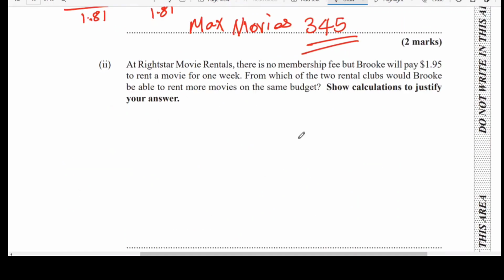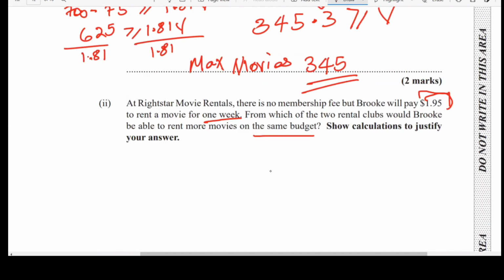At Rise Star Movie Rental, there is no membership. So this is another place where there is no membership fee, but Brooke will pay $1.95 to rent a movie for 1 week. From which of the two rental clubs would Brooke be able to rent more movies on the same budget? Now, watch this.